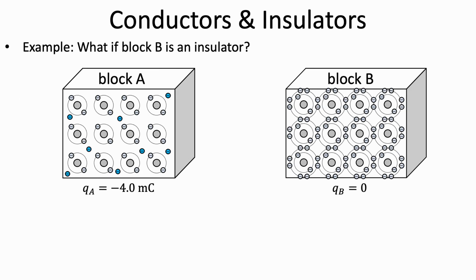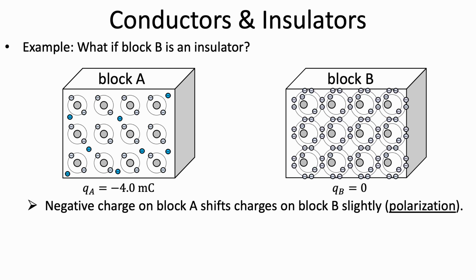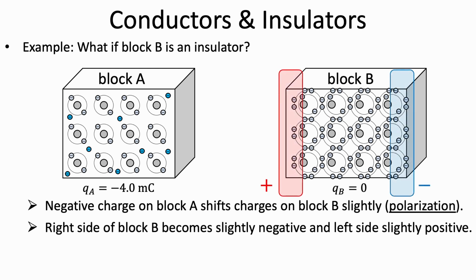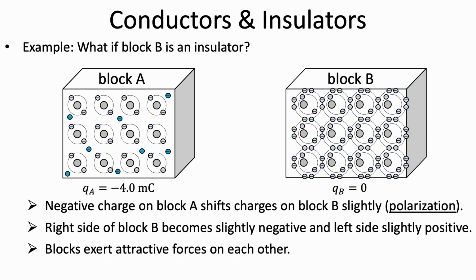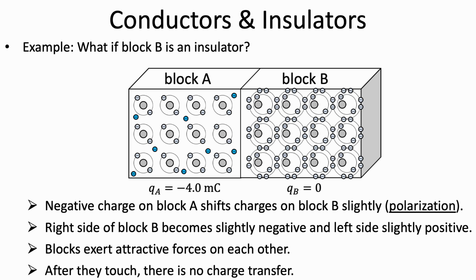Let's also consider what will happen if block B is an insulator instead of a conductor. This time, electrons on block B cannot move freely. However, they are still repelled by the negative charge on block A and can shift slightly to the right within the atoms and molecules. This is known as polarization. This causes the right side of block B to be negatively charged and the left side to be positively charged, and the blocks attract each other. Because block B is an insulator, after they touch, there's no charge transfer between the blocks.